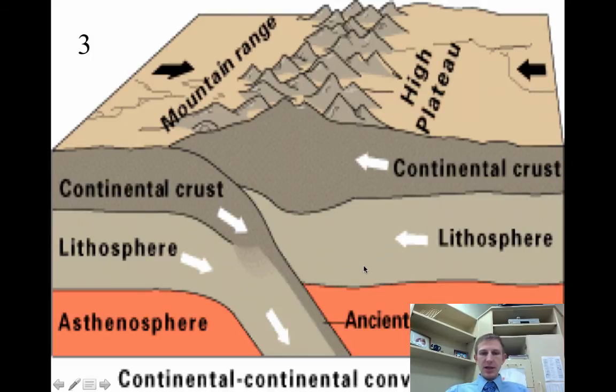All right, the last type of convergent boundary is continental to continental. This one is different because, if you notice, the ancient oceanic crust does dip down below the lithosphere, but it's not bubbling up and it's not creating volcanoes. It would have in the past, but now that we have this continental crust here, the continental crust is kind of shoving together and it smushes together and it creates very, very high mountains.